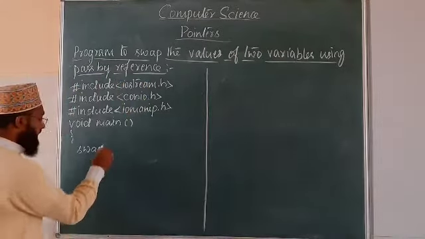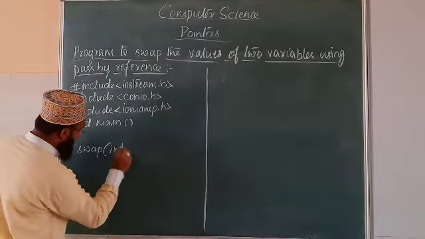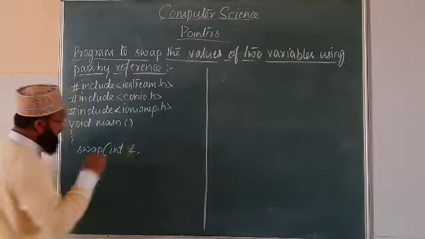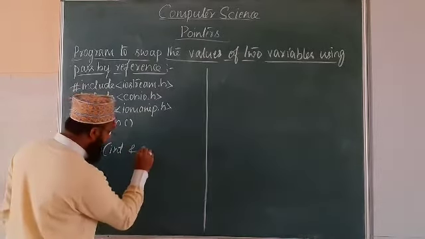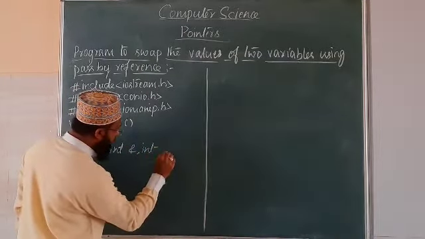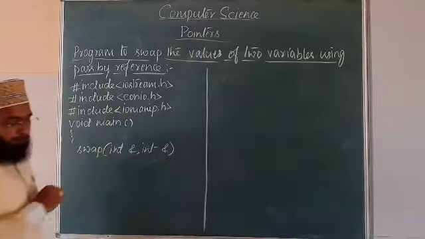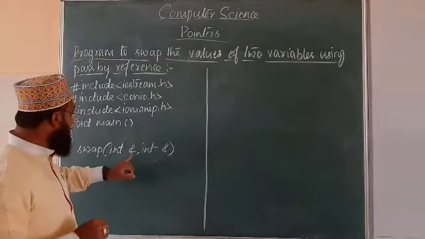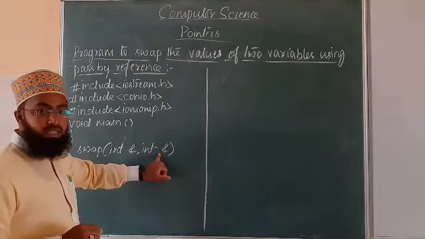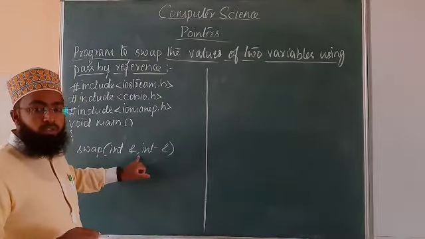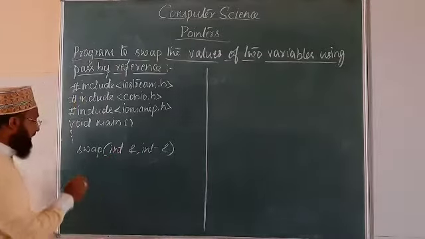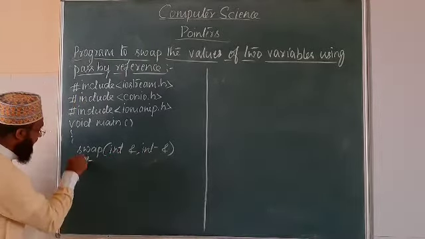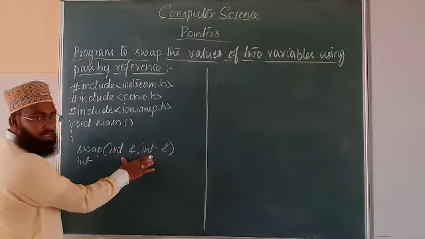Okay, in this swap function, we need to take two variables. The first here is integer type, give ampersand. And the second one is also integer type and give ampersand. Hope you have understood this. Here I have given space after integer. After comma, no need to give space. Then there are two variables, both are integer.